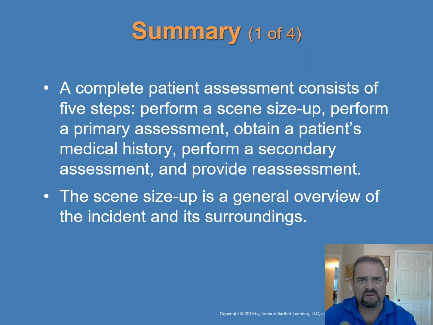All right, so summarization. A complete patient assessment consists of 5 steps: scene size up, primary assessment, gathering the patient's medical history, perform a secondary assessment, and then provide a reassessment. The scene size up is a general overview of the incident and its surroundings. On the basis of this information, you can make decisions about the safety of the scene, the type of the incident, the mechanism of injury or illness, the number of patients, and the need for any additional resources.